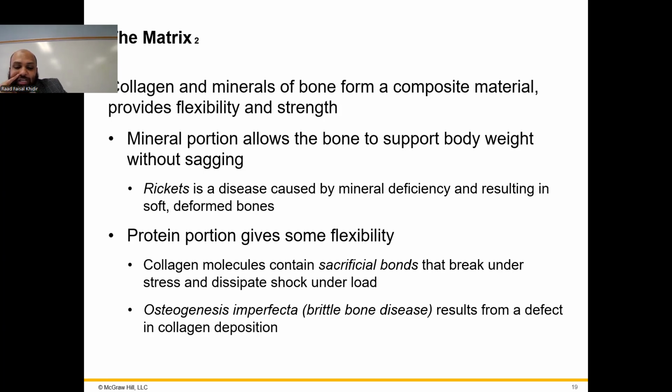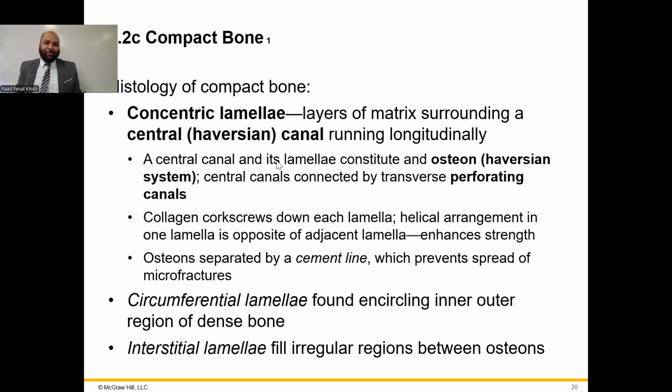So osteogenesis imperfecta. What is osteogenesis imperfecta? That is brittle bone disease. It results from a defect in the collagen deposition. Defect in collagen deposition.